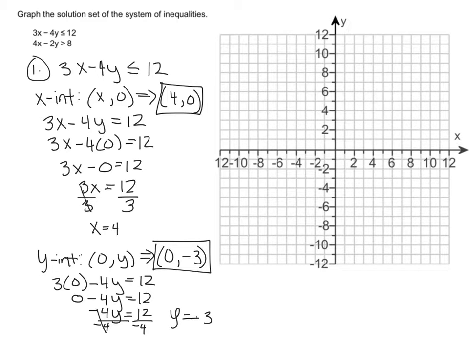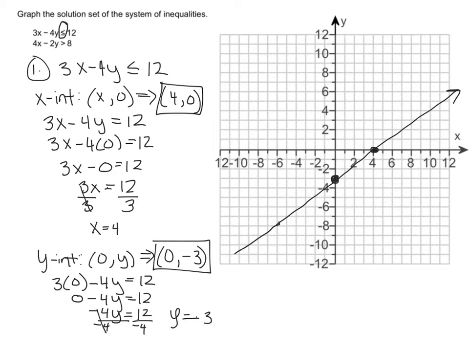Now we'll take these 2 points and plot them on the graph. 4, 0 is here, and then we have 0, negative 3, which is here. If we look at my inequality sign, I have an equal to line underneath the sign, so that means that my line is going to be solid.